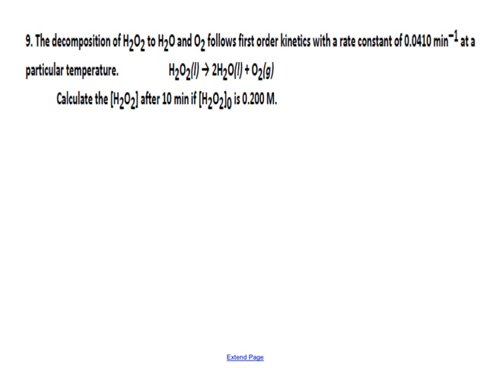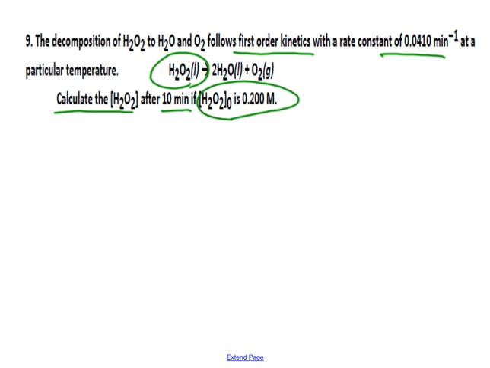Anytime you're given a question on how much time would it take for the concentration to go from this to this, or after 15 minutes, how much of my reactant do I have left? Anything that's time-based like that is going to be using these integrated rate laws. So this question says, the decomposition of H2O2 to water and oxygen follows first-order kinetics with a rate constant of that. Calculate the concentration of the H2O2 after 10 minutes if the original concentration is 0.2. So they basically told you it's first order.